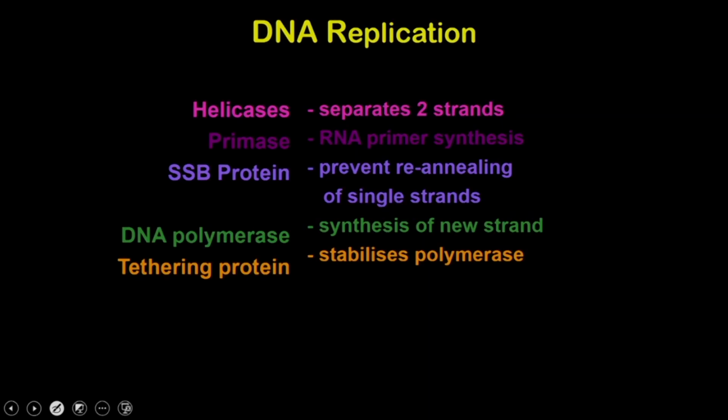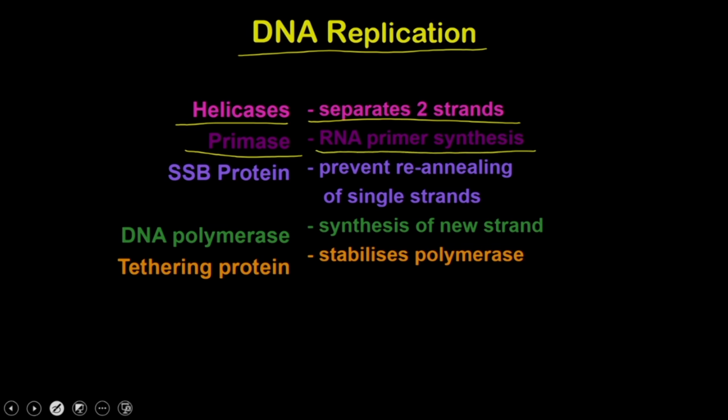There are different enzymes involved in the DNA replication process. You require the helicases, which separate the two different strands. Then you require the primase, which is actually an RNA polymerase, so it is required for the synthesis of the RNA primers. Then you require the single stranded DNA proteins.